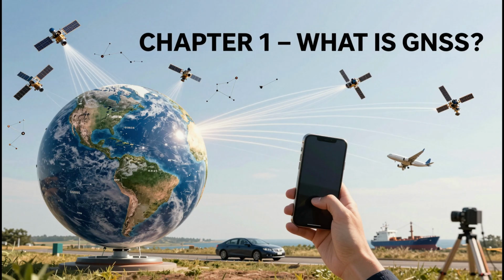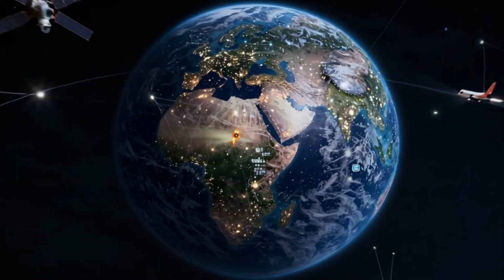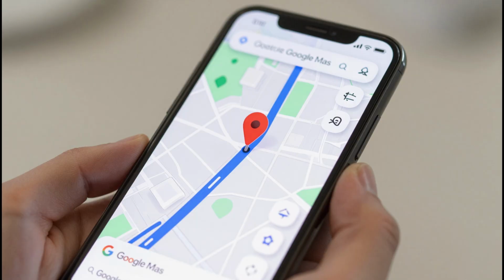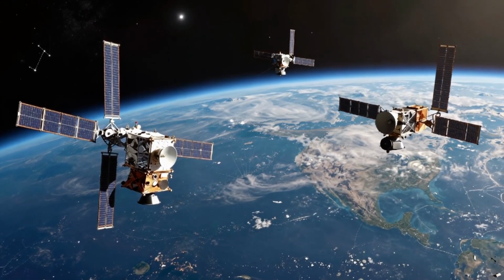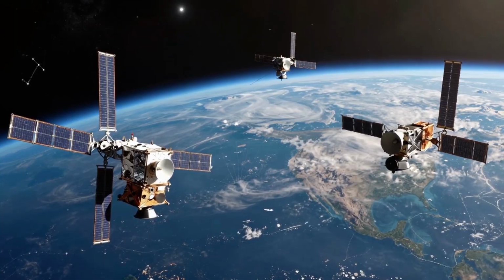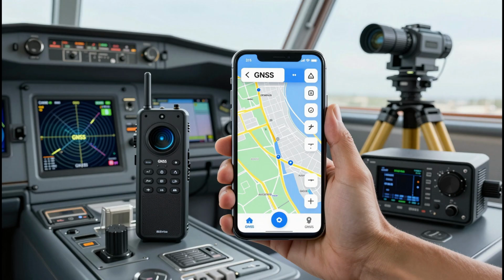Chapter 1. What is GNSS? GNSS stands for Global Navigation Satellite System. It refers to a constellation of satellites orbiting the Earth that provide positioning, navigation, and timing information to users anywhere on the planet. GNSS enables users to determine position, velocity, direction, and time. Simply put, GNSS tells us where we are, how fast we are moving, and the precise time. Unlike traditional navigation methods that relied on landmarks, compasses, or celestial observations, GNSS provides continuous and highly accurate positioning worldwide. Today, billions of devices depend on GNSS.